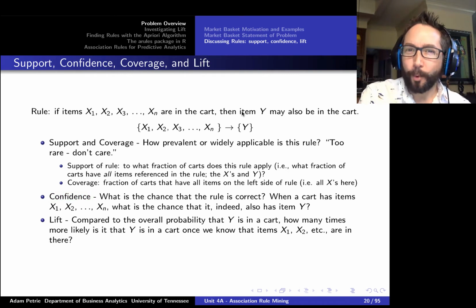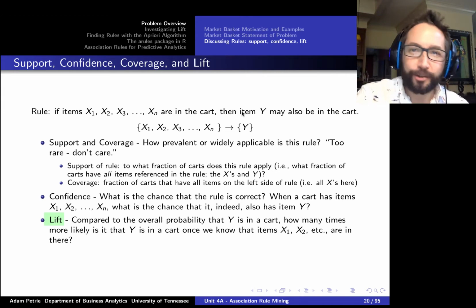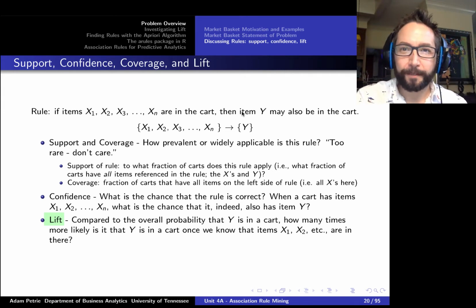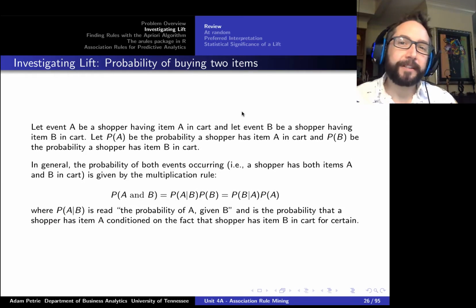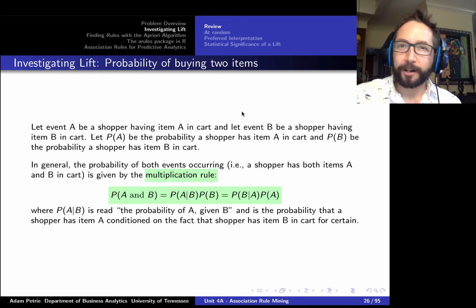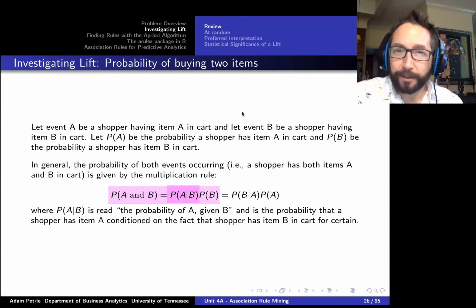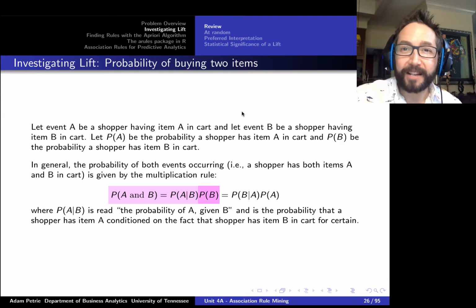Now, it's worth talking more about the lift because it's really the lift that ties into our discussion about conditional probability, priors and posteriors. So let's go way back and revisit the multiplication rule for two events A and B, maybe having apples in a cart, having bananas in a cart. We know that the probability that two events occur simultaneously, A and B, can be written in one of two ways, both of which use a conditional probability. So the probability of A and B is the probability that A occurs, given that we know that B has occurred, times the probability that B has occurred, or just swapping the identities of A and B.